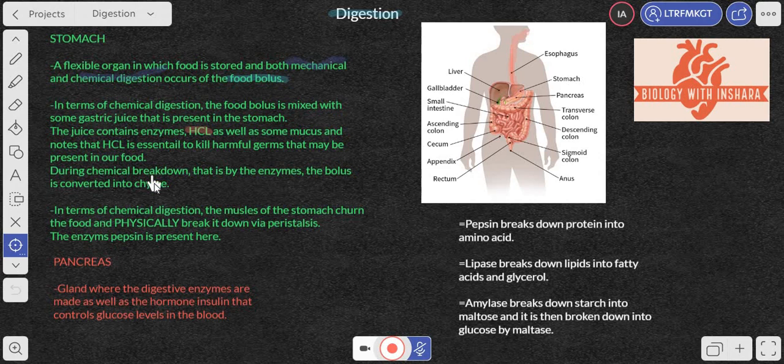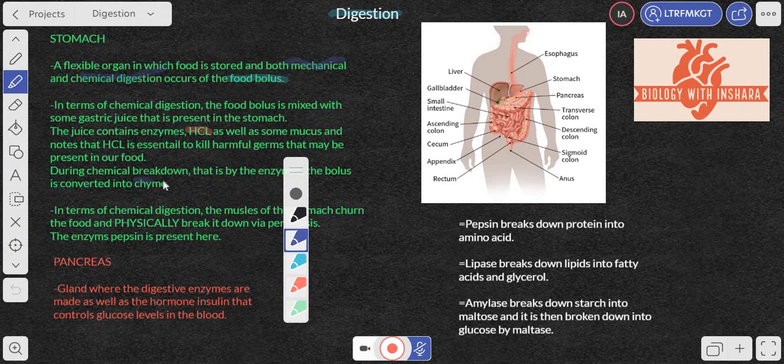During chemical breakdown, that is by enzymes or the hydrochloric acid, the bolus is converted into chyme. This is exactly what I mean when I say chyme. Basically, when the food that you have consumed is chewed up in your mouth, it turns into bolus. When it goes down your food pipe and enters your stomach, and after being fully mixed with gastric juice and enzymes, only then does it turn into chyme. Up until now it was bolus, but since we're at the end of the organ here where it is fully mixed, we can now refer to this as chyme.